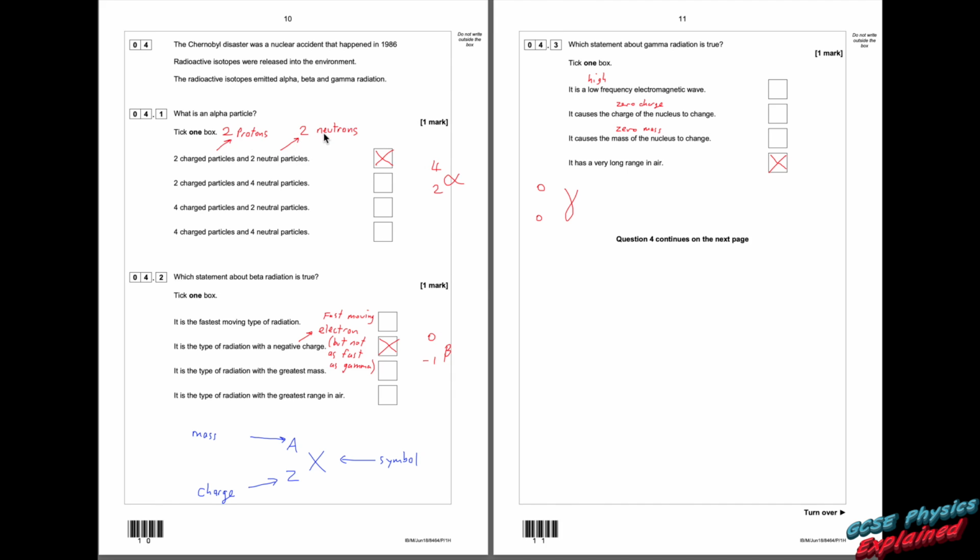And neutrons have got a mass of 1 and protons have got a mass of 1. So I've got 2 of them and 2 of them, so that's a mass of 4. So it's definitely that one.